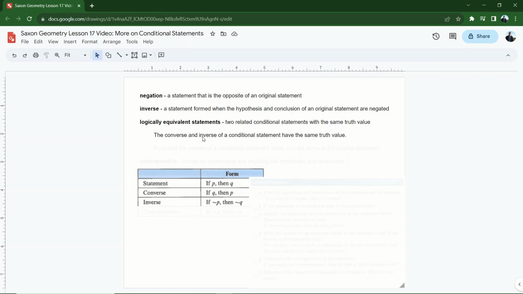All right, now let's think about the inverse of the statement. The inverse was, if it is not 95 degrees outside, I will not wear shorts.